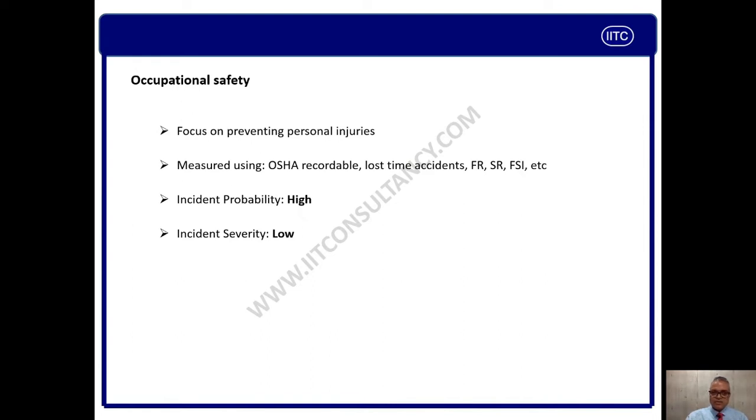And this occupational safety can be measured as per the OSHA standard in LTI, lost time injuries or lost time accidents. FR means frequency rate, SR means severity rate, FSI means frequency severity index, etc. Normally, as you know, occupational accidents are high in probability. They are always in high numbers. That means accident frequencies are more, but severities compared to process safety are low.